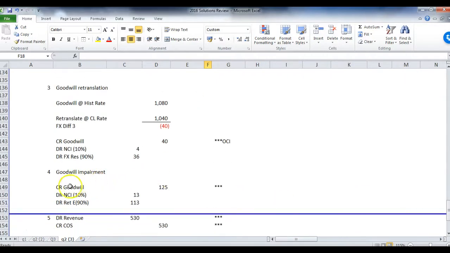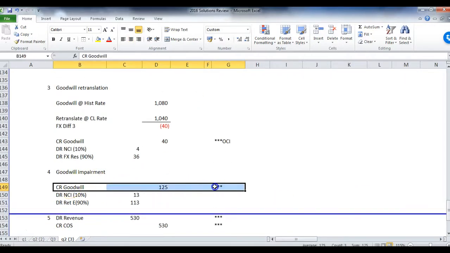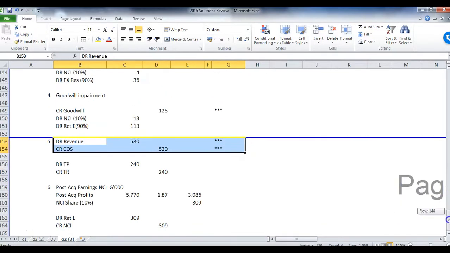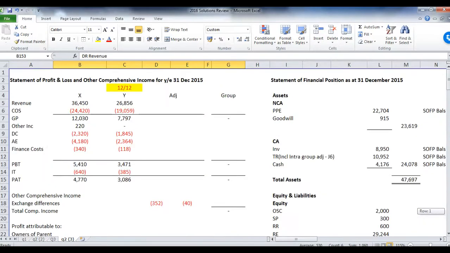And we have 125, which again is not shown in the OCI. It's shown in the P&L itself. So that's a goodwill impairment, minus 125. And we have the 530 adjustment as well for cost of sales and revenue. So you have minus 530, reducing revenue, and plus 530, reducing cost of sales. And we'll put admin expenses for the goodwill impairment. So those are the core main adjustments.